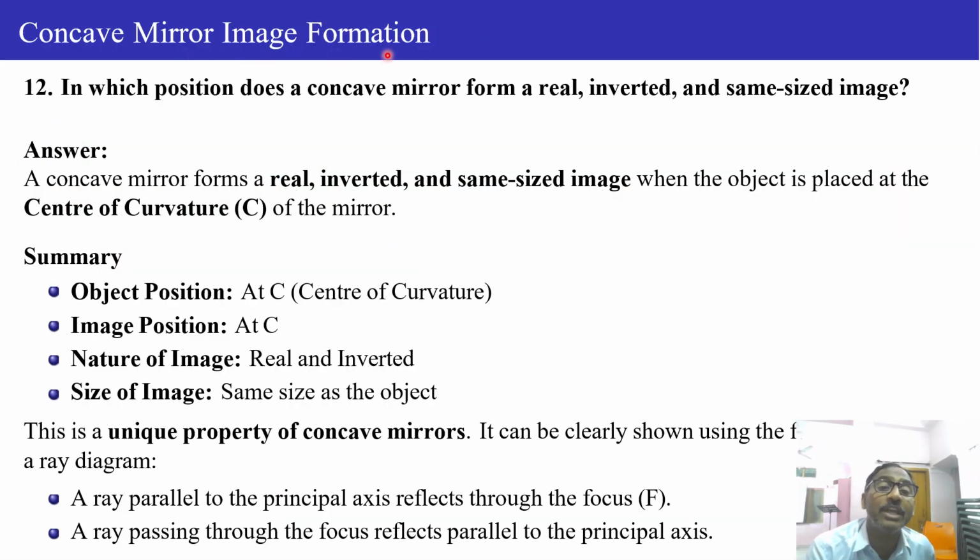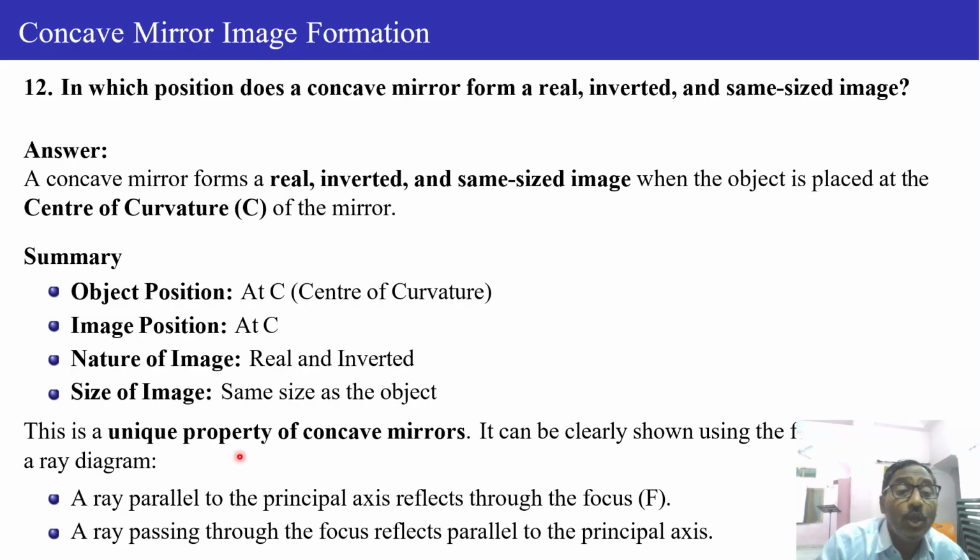Concave mirror image formation. In which position does a concave mirror form real inverted and same sized image? A concave mirror forms real inverted and same sized image when the object is placed at the center of curvature. Coming to summary, object position at C, center of curvature, image position at C, nature of image real and inverted, size of image same size as the object.